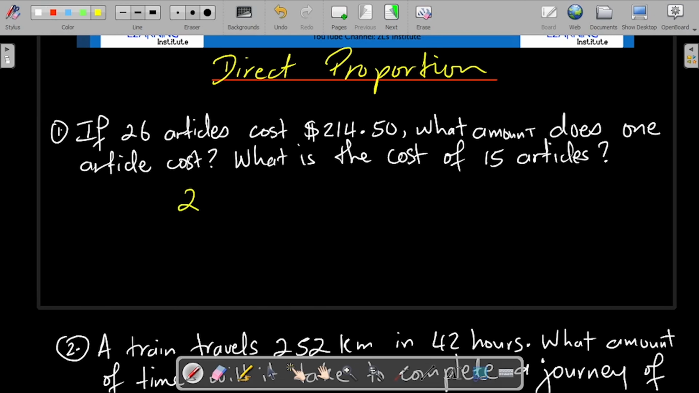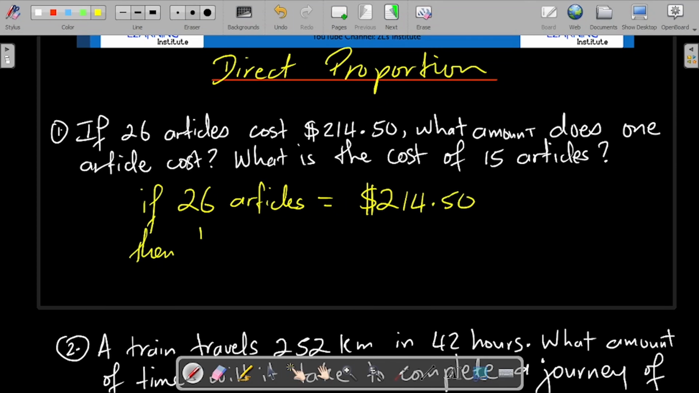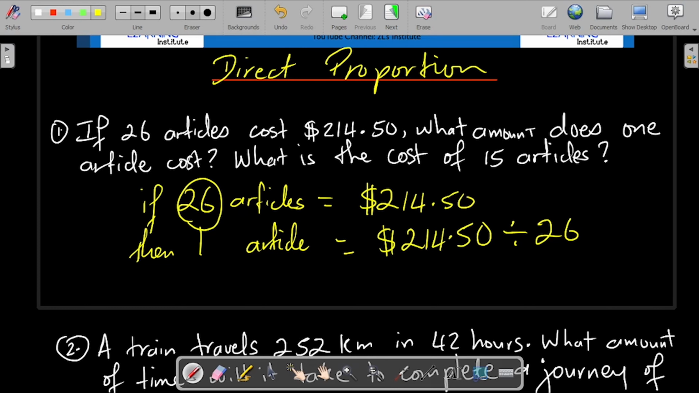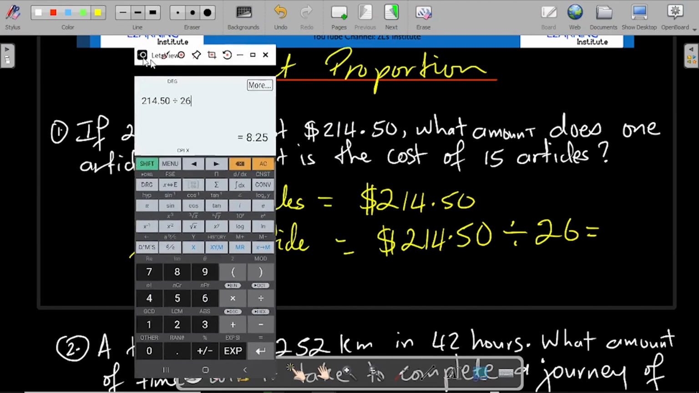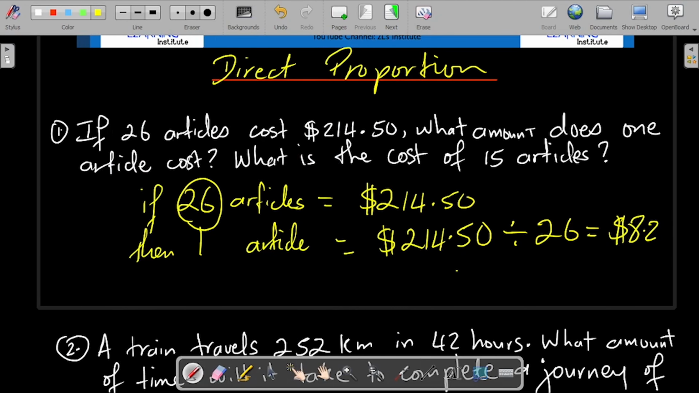So 26 articles equals $214.50. If that is the case, then one article would be $214.50 divided by 26. Let's calculate what that is equal to. $214.50 divided by 26 would be $8.25 for one article. So that's one part of the answer.